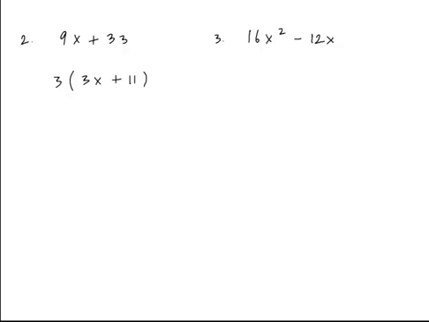16x squared minus 12x have a 4 in common. And we have x's also in common. We have a single x in common. You have x squared here, x to the first here. The number you have in common will always be your smallest power.